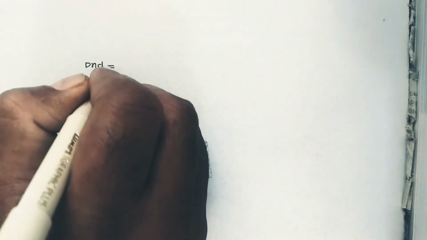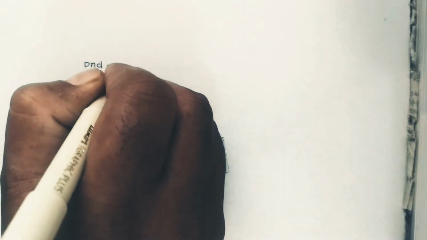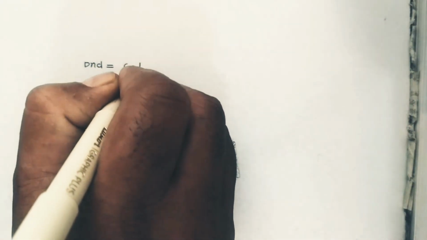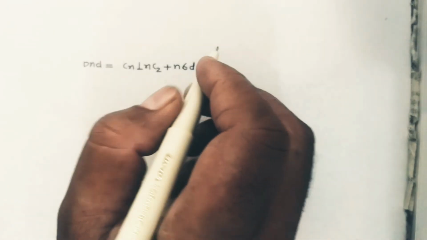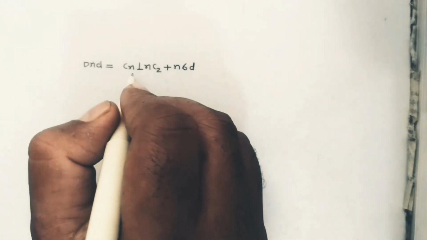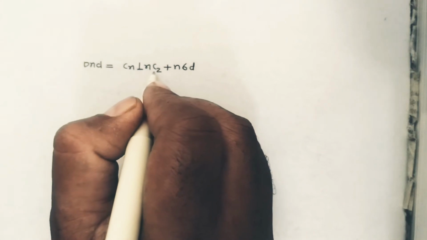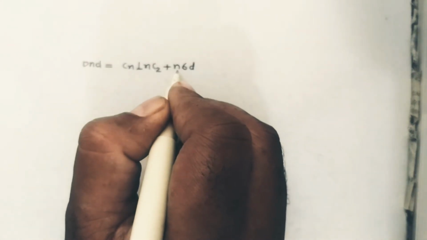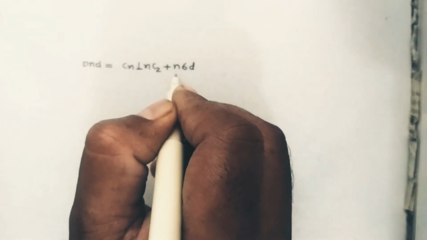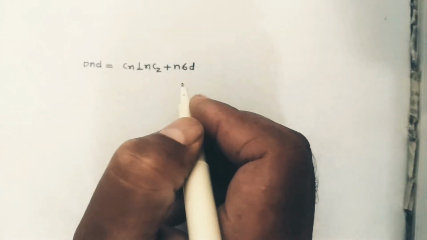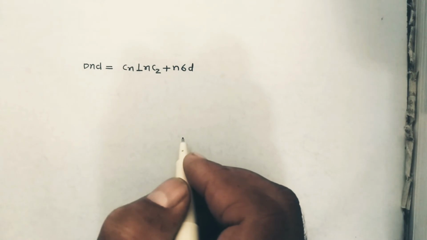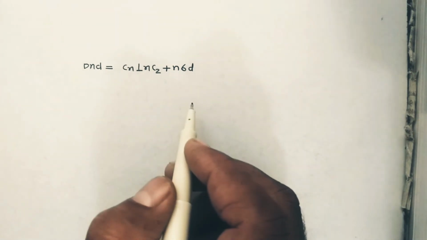For Dnd point groups there should be a Cn plus n number of C2 perpendicular to it, and it must contain n sigma d. Now this d is nothing but the dihedral plane.